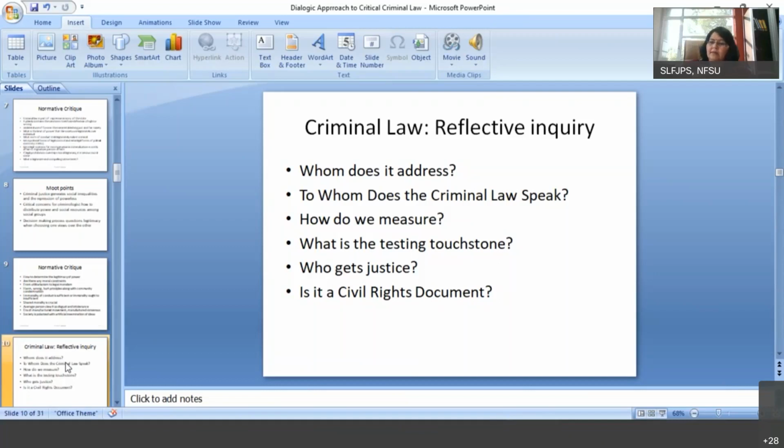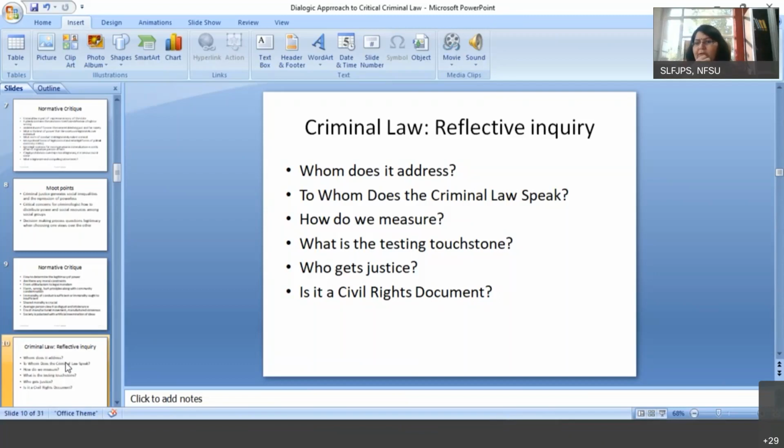And the other question that comes into the picture is that when we talk about criminal justice administration, who gets justice at the end of the process? Is it the victim who gets the justice? Is it the state who gets the justice? Is it the common man who gets the justice? Who decides who gets the justice?